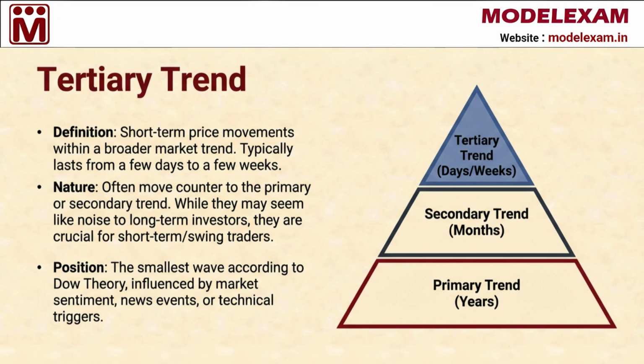As you can see on the pyramid diagram, the tertiary trend is at the very top, representing days or weeks. It sits on top of the secondary trend, which lasts months, which sits on top of the primary trend, which lasts years. Tertiary trends can move with the main trend or against it. Because they are influenced by daily sentiments and news flashes, they are the most volatile and hardest to predict.